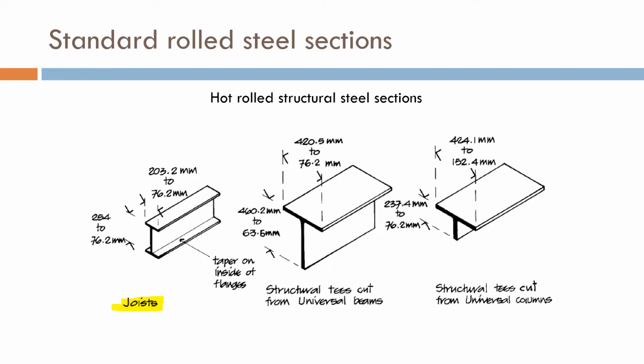Then this is a T-cut structural member from the universal beam. So the beam that you have seen before, they cut the lower member out of it and create these T-beams. And this is also a structural T cut from a universal column. So this has more thickness than this. This has been cut out from a beam, this one, and this one has been cut out from a column.